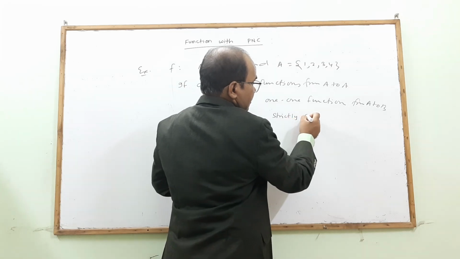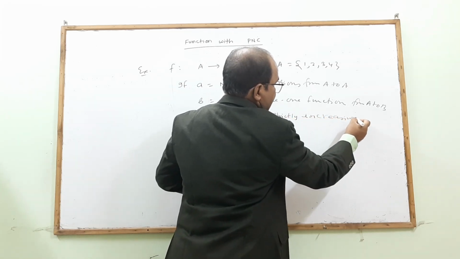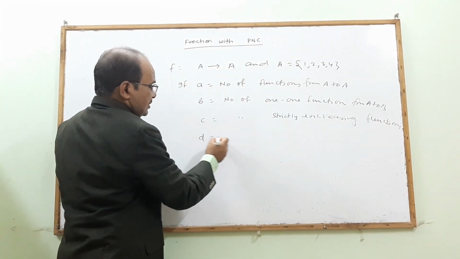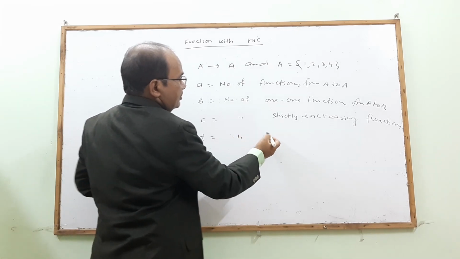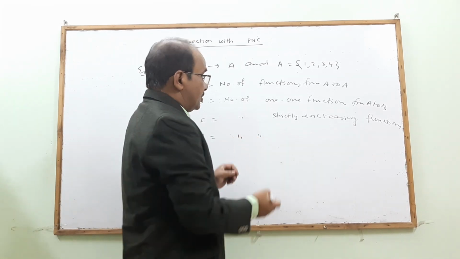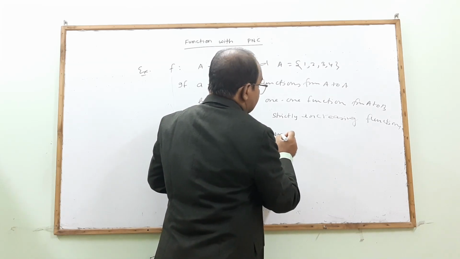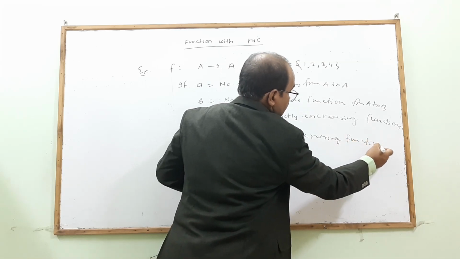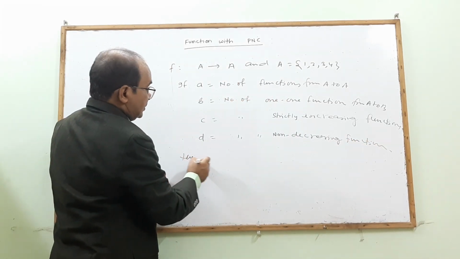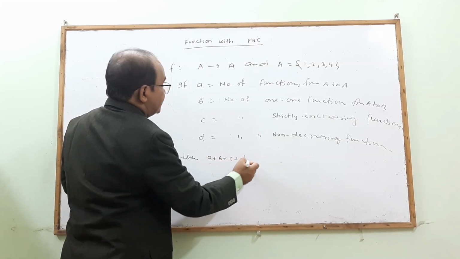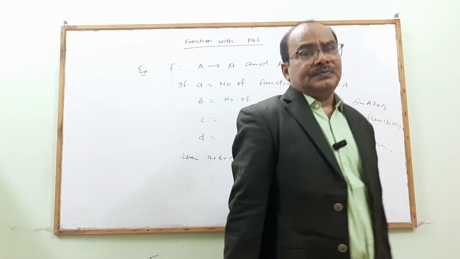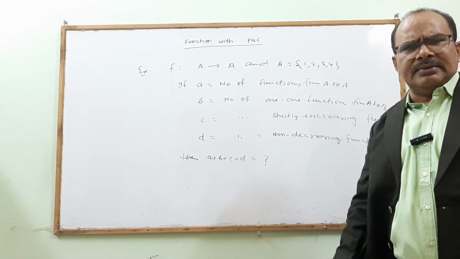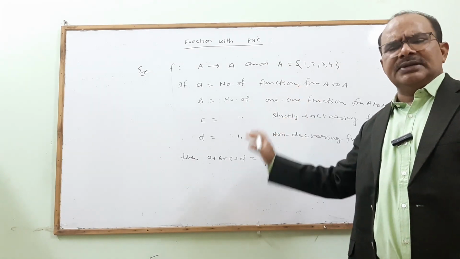strictly increasing functions, and D is equal to the number of non-decreasing functions, then A plus B plus C plus D is equal to what? This is the fundamental question. If any student knows the fundamentals, they can solve it very easily.